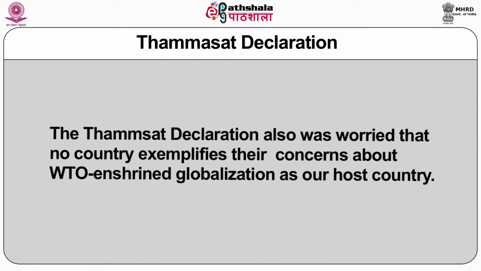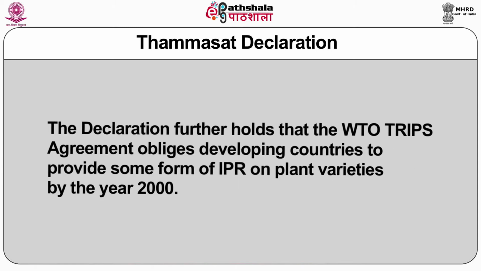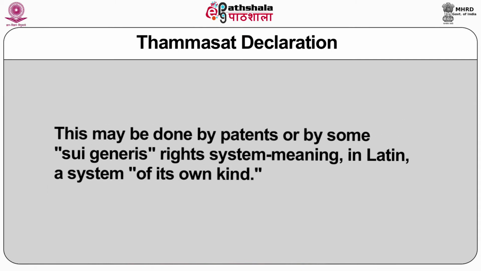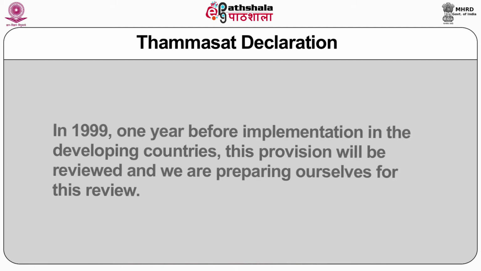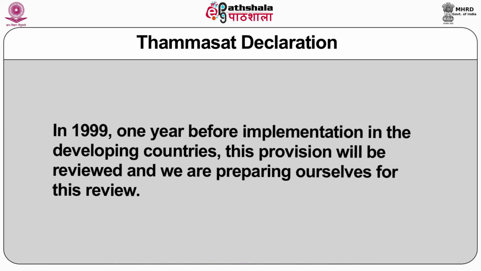The Thammasat Declaration also was worried that no country exemplifies their concerns about WTO-enshrined globalization as the host country, Bangkok, which means Thailand. The declaration further holds that the WTO TRIPS agreement obliges developing countries to provide some form of IPR on plant varieties by the year 2000. This may be done by patents or by some sui generis rights system, meaning, in Latin, system of its own kind. In 1999, 1 year before implementation in the developing countries of the TRIPS agreement, this provision will be reviewed, and we are preparing ourselves for this review, said this declaration.